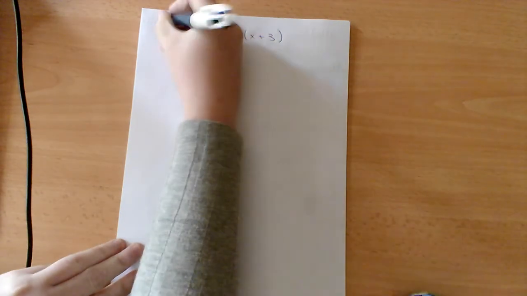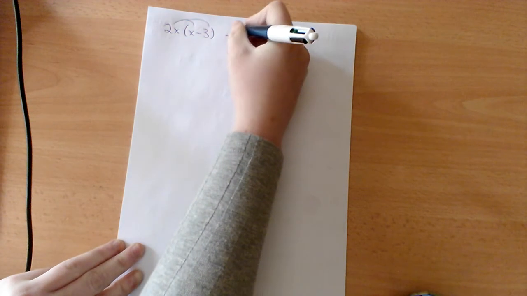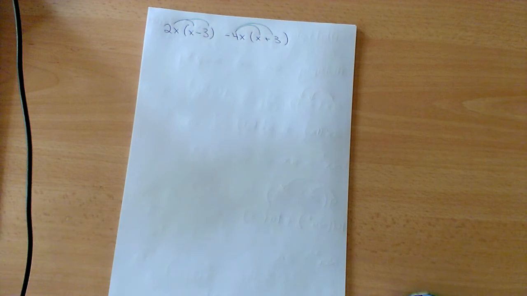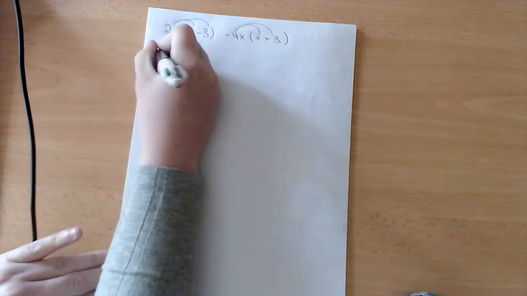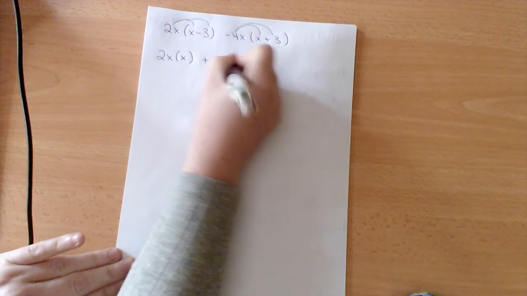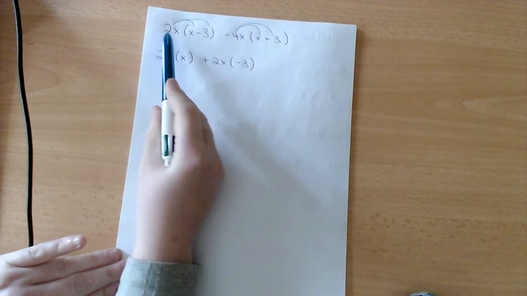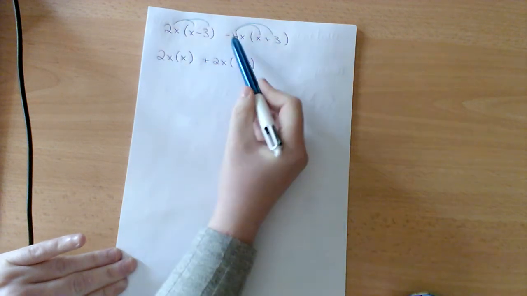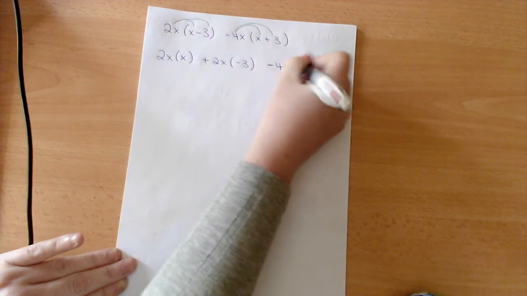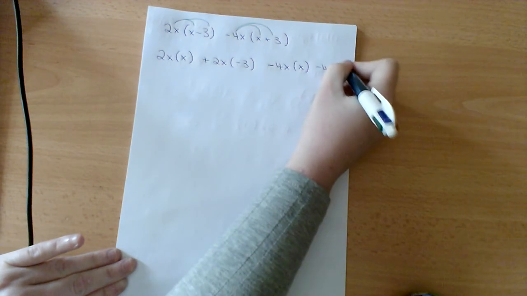So I draw my arrows to show what I'm going to multiply. So this times this times this, and I draw my arrows here because it's two sums, minus 4x times x and minus 4x times plus 3. Right, so now I need to write this down. So I have 2x bracket x, and I have plus 2x bracket minus 3. Okay, so that's that bracket, so it's 2x times x, that's here, 2x times minus 3, that's here. Now I have minus 4x times x, I write that down, minus 4x bracket x, and then I have minus 4x times plus 3, so minus 4x times 3.